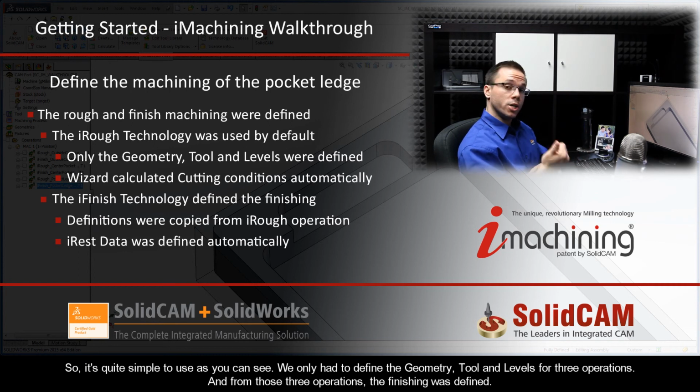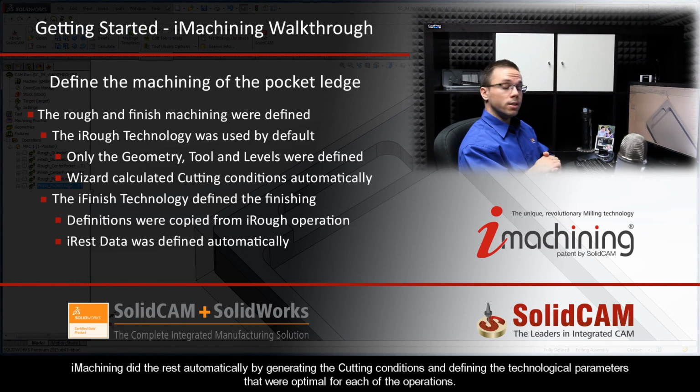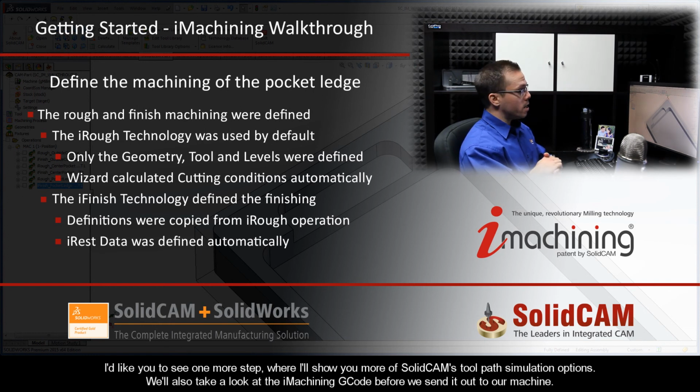We only had to define the geometry, tool, and the levels for 3 operations. And from those 3 operations, the finishing was defined. iMachining did the rest automatically by generating the cutting conditions and defining the technological parameters that were optimal for each of the operations. Now, I'd like you to see one more step where I'll show you more of SolidCAM's toolpath simulation options. And we'll also take a look at the iMachining G-code before we send it out to the machine.